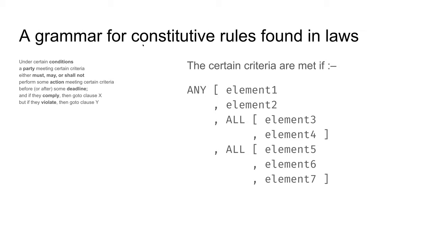Laws contain a lot of text that says certain criteria are met if any of these conditions are met or all of these subconditions are met. So we want to provide a syntax for people to say this kind of thing in a way that is unambiguous.